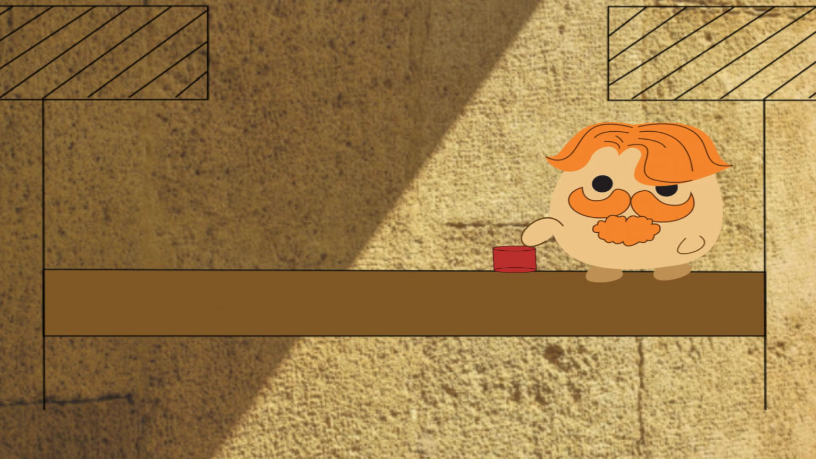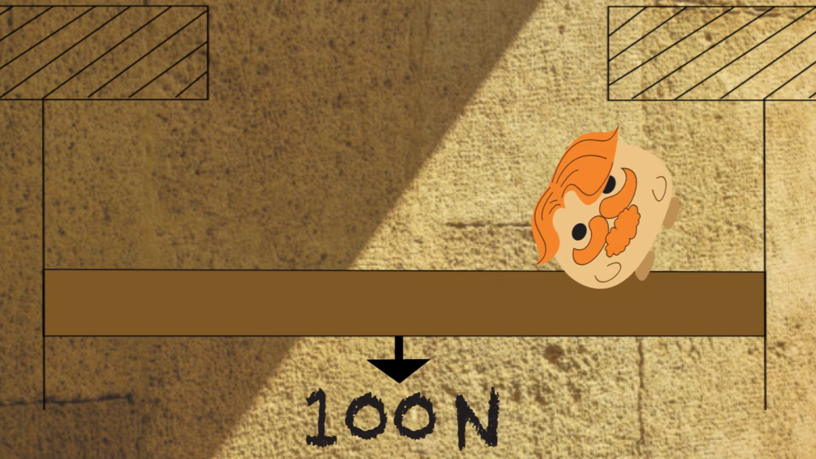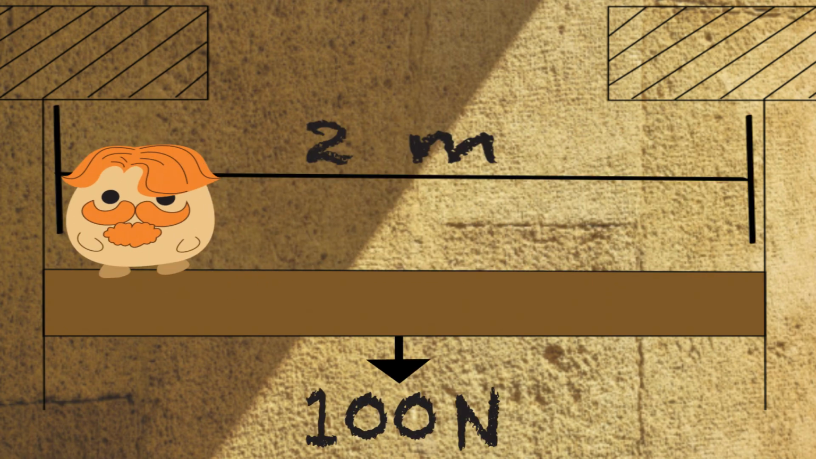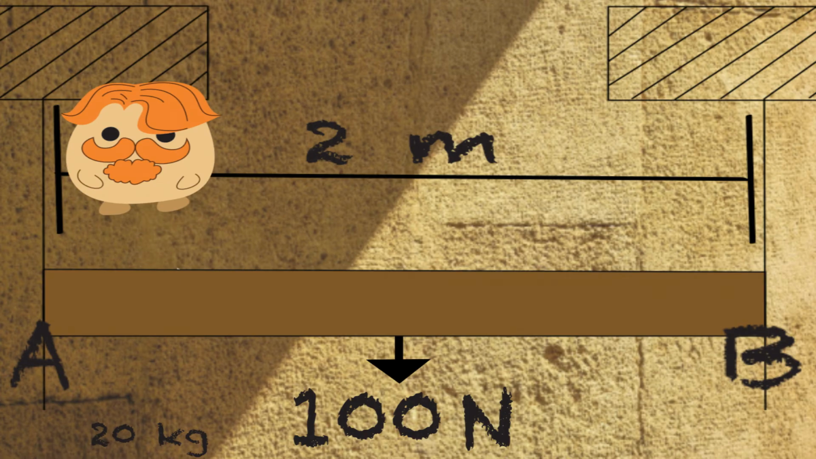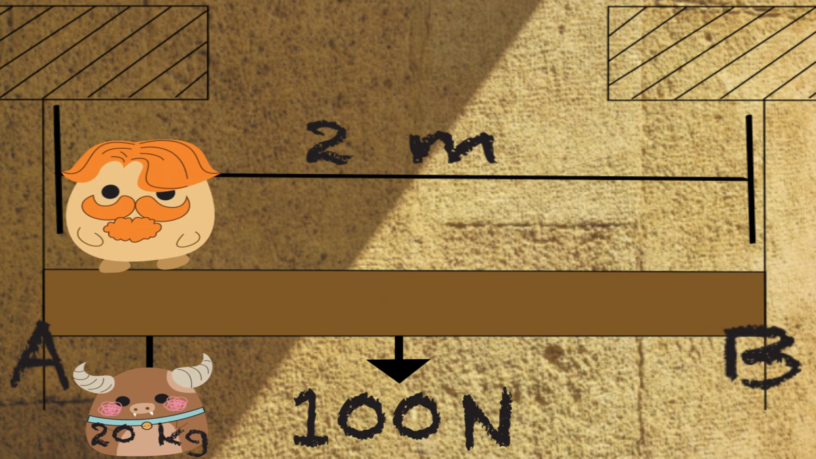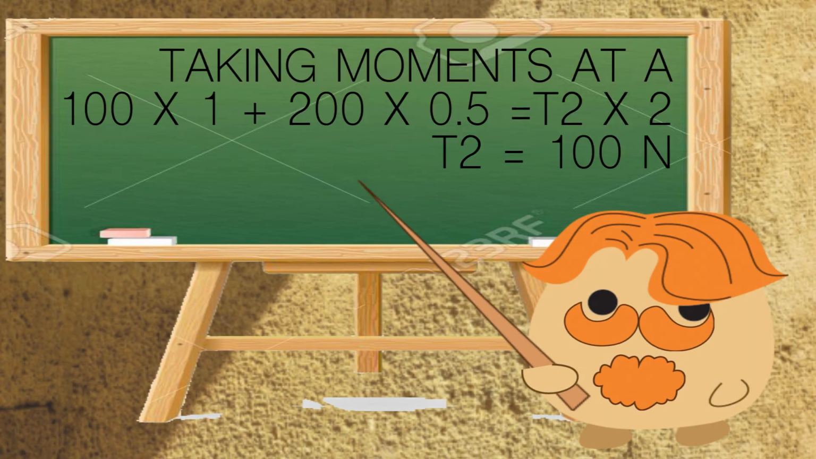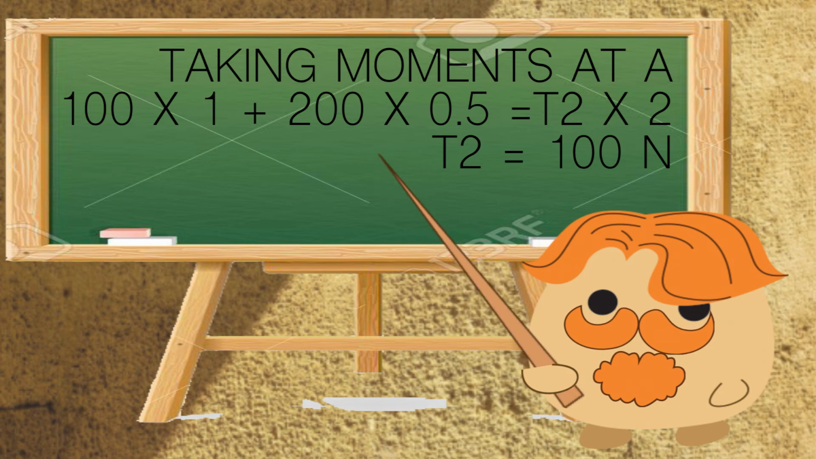For example, we have a uniform rod AB of weight 100 Newton and length 2 meters. It is supported by two vertical strings at its ends and carries a load of 20 kg as shown in the diagram below. Determine the tensions in the strings.